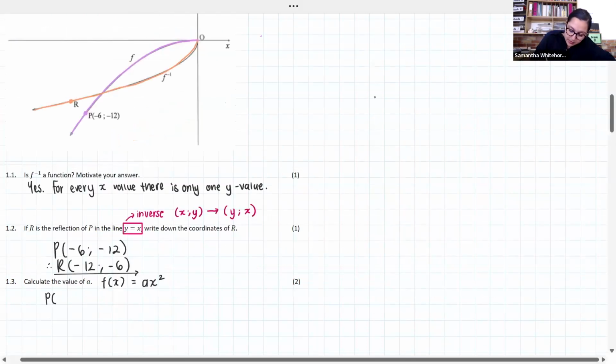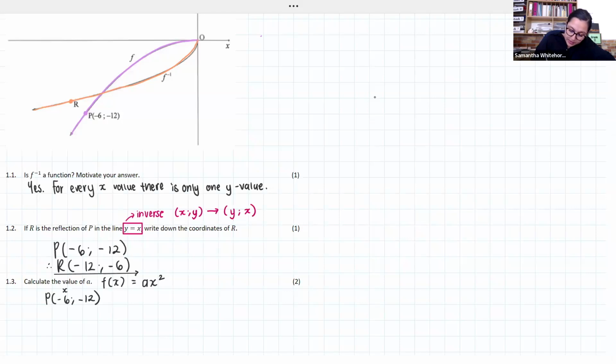We're going to take P, which was (-6, -12), and sub it in. So -6 is x, -12 is y: -12 is equal to a times (-6) squared. (-6) squared gives us 36a. Divide both sides by 36, we get -1/3 as our a value.